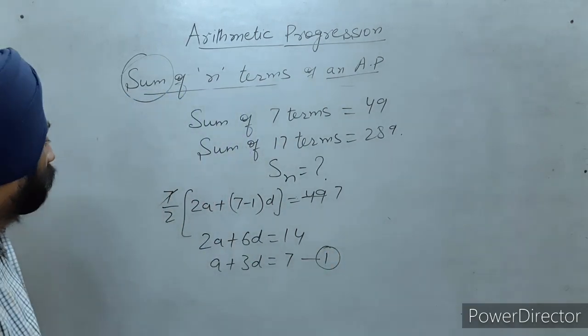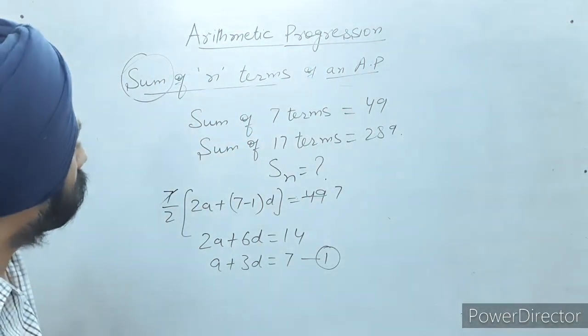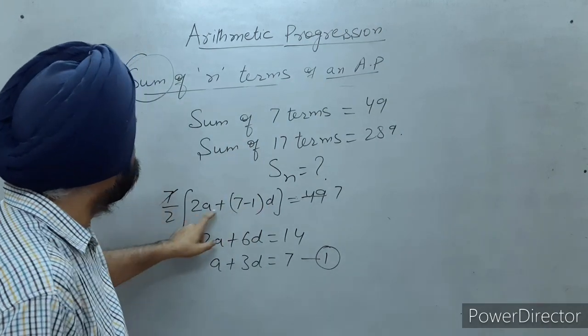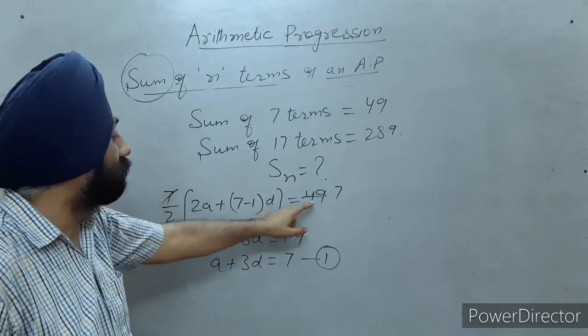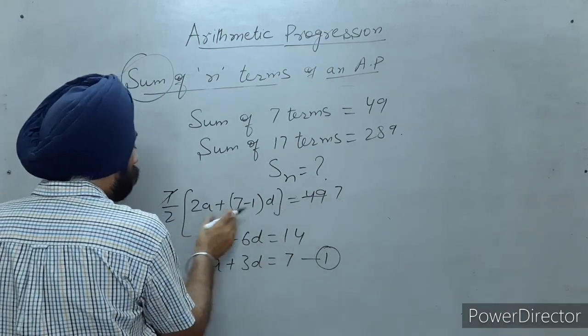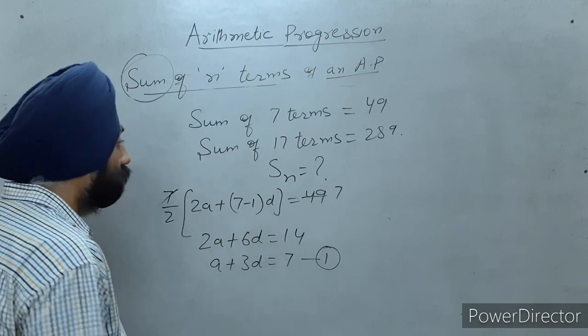What I have done is used the formula for the sum of 7 terms. S7 is 7 by 2 into (2a plus (7 minus 1) into d), which is 49. The 7 cancels. 7 2s are 14. I get 2a plus 6d is equal to 14. 2 is common. a plus 3d equals 7.